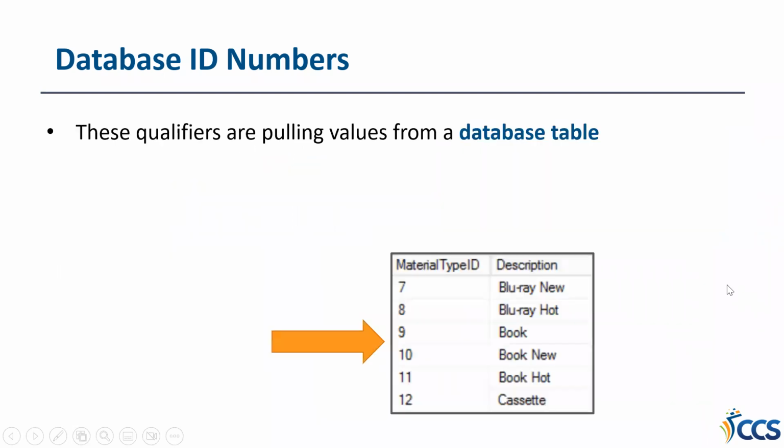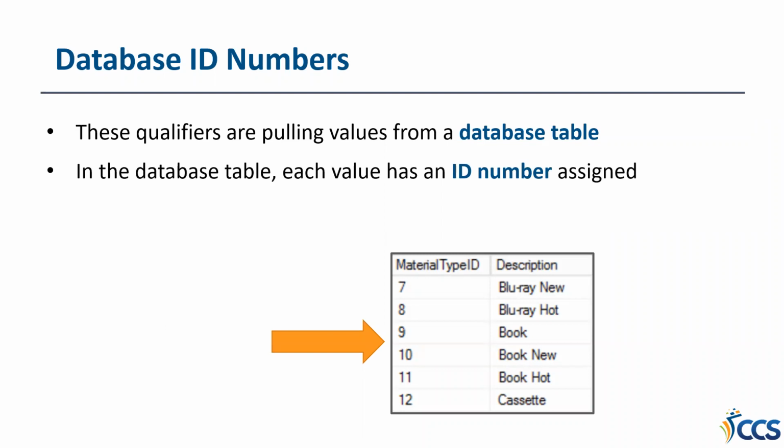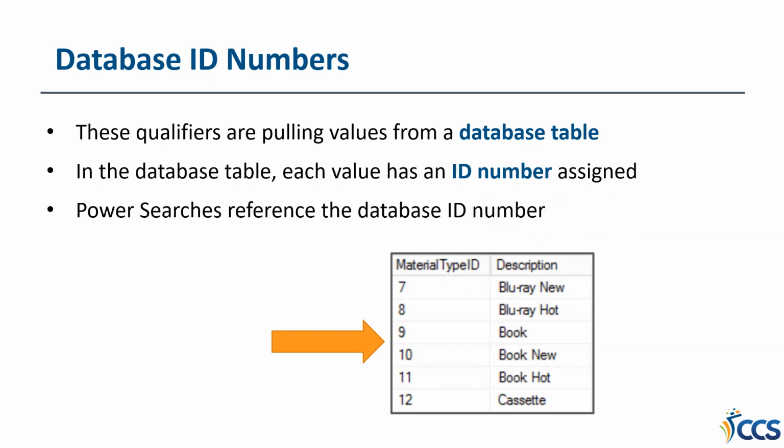Now, some of these qualifiers are pulling these values from a database table, and that's how the Find tool knows what to display in the list. And in these tables, each value has a numerical ID assigned. So what this means is that when a Power Search is set up to look for one of these predefined values, it typically uses a numerical ID if referencing a table on the back end.